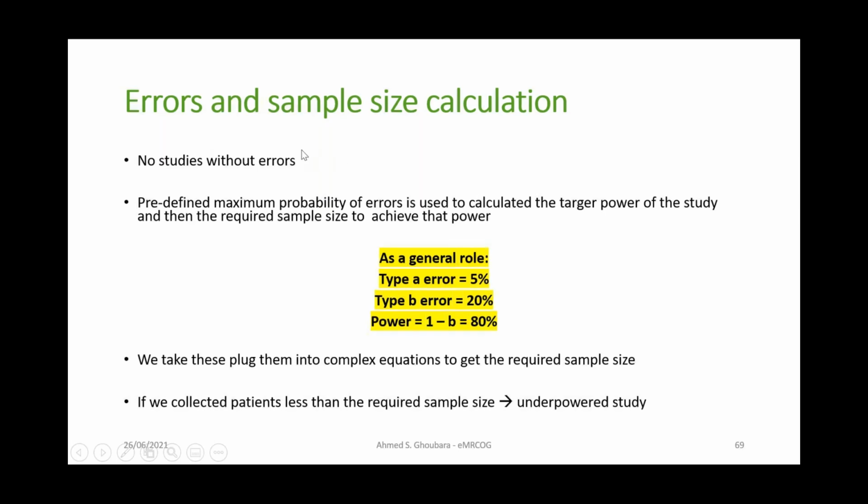This is just for you. It doesn't come up in the exam a lot, but sometimes it does. So, errors in sample size calculation. Of course, we all know that there are no studies without errors. There must be some degree of error, and it's you, the researcher, who defines what level of error should be the maximum. There should be a cutoff. This cutoff is very important for you to remember, because sometimes it does come up in the exam.